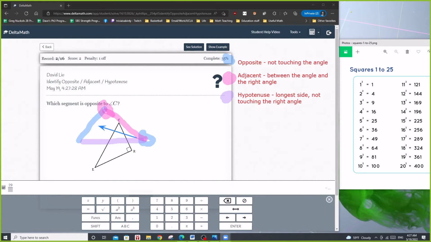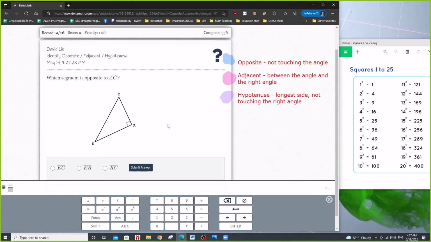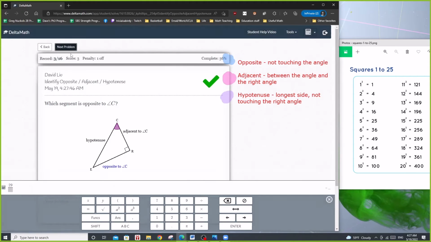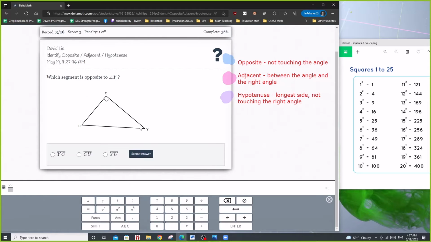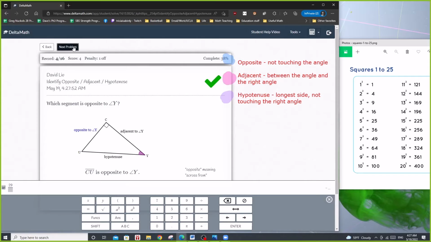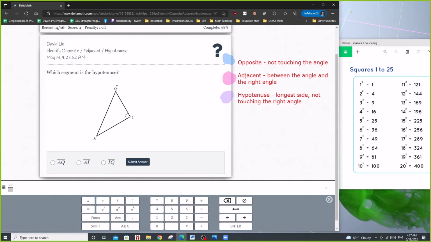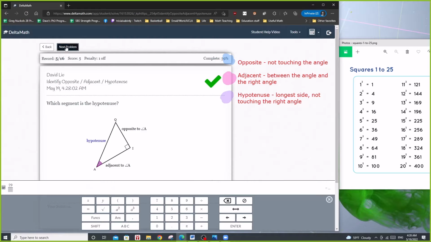Okay, let's do a few. Here's C, opposite is ER. Opposite of Y is CU. Hypotenuse is the long side, it's this one, it's not touching the right angle. And I'm waiting to find one that asks for adjacent, okay?